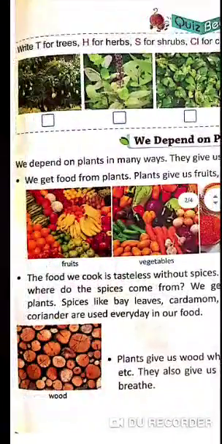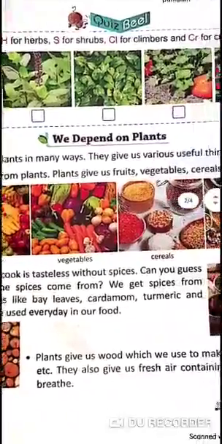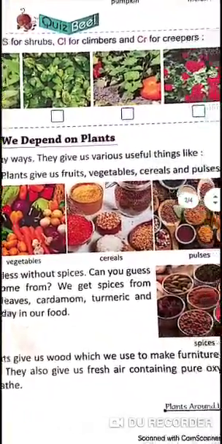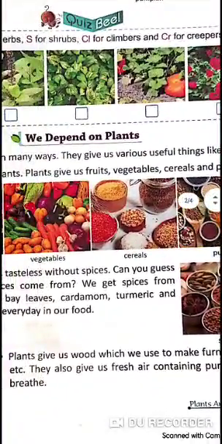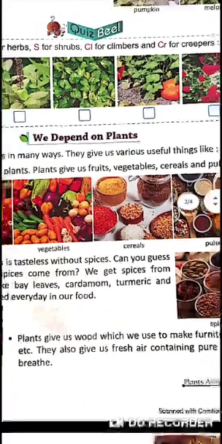So in this question here, write T for tree, H for herb, S for shrub, CL for climber, and CR for creeper. This you have to do by yourself in your book.